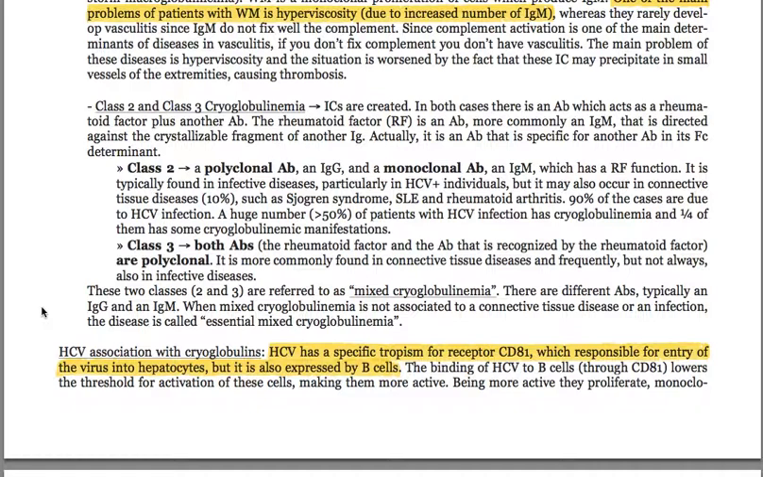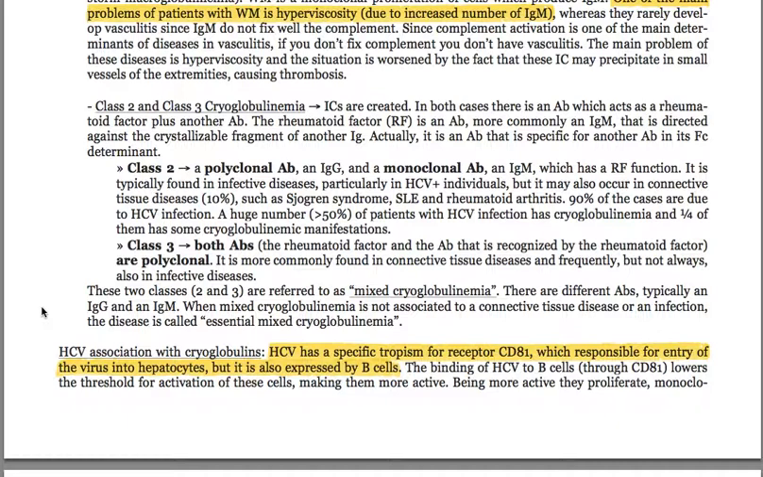There are different antibodies, typically an IgG and an IgM. When mixed cryoglobulinemia is not associated to a connective tissue disease or an infection, the disease is called essential mixed cryoglobulinemia. HCV association with cryoglobulins.